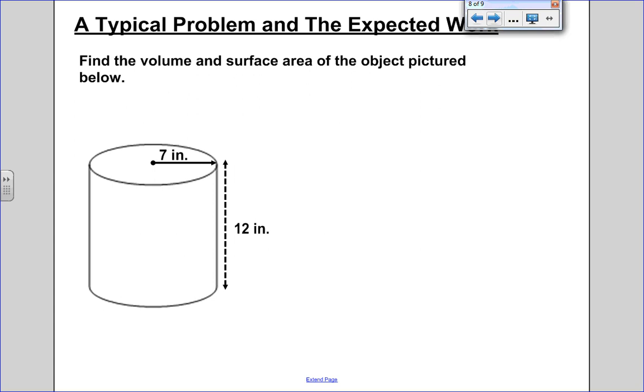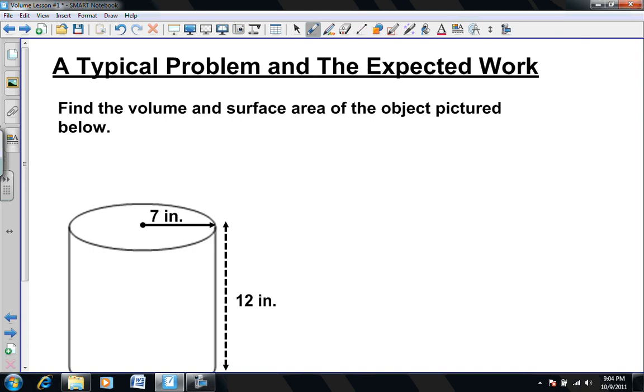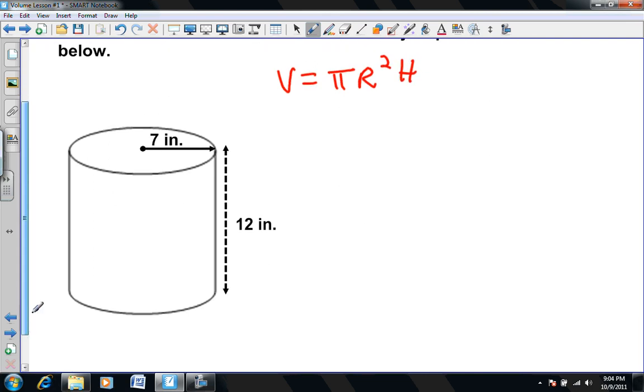This is what I want you to do. I need you to start out by writing the formula that you're going to use. So volume is equal to pi r squared times h. That's what you want to do, is write your formula down to get started. And then after you write the formula down, substitute your numbers in. So the radius is 7, so I'm going to put a 7 here. And the height is 12. So I'm going to put a 12 right here.